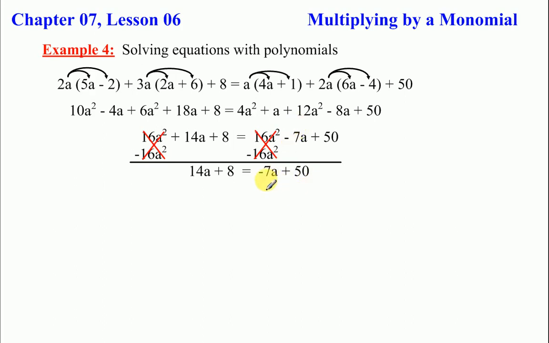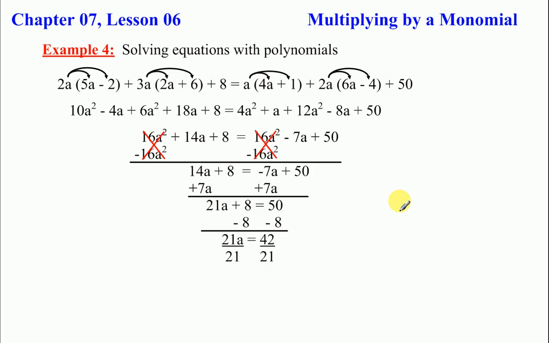Now next, we've got variable terms on each side, so eliminate it on one side. I recommend eliminating the smaller term, that way your variable term stays positive. So add 7a, and then we have 21a plus 8 is equal to 50. Get rid of the 8. This is where I would put that safety circle around the 21a. Remember when we did that? Minus 8, so 21a is 42. Then finally divide by 21, and a is 2.